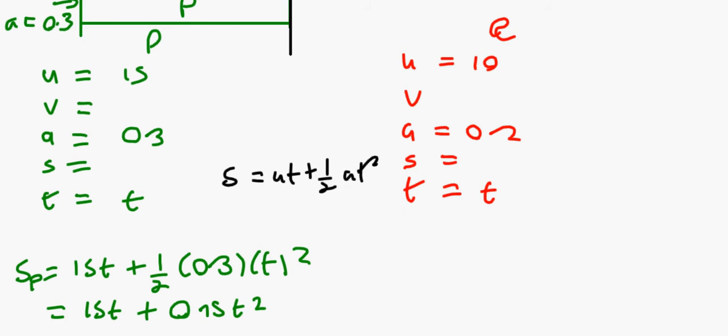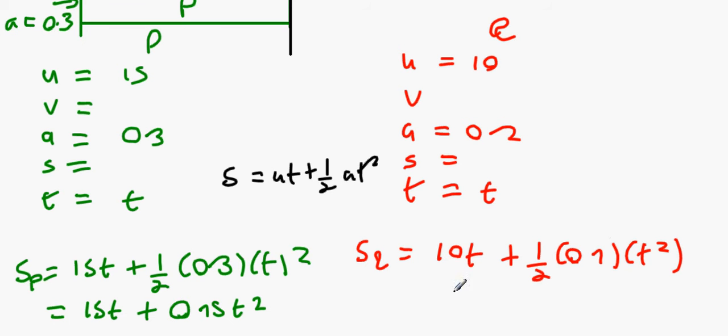Okay, s of Q. Same thing. We're going to get 10t plus a half 0.1 times t squared. And then s of Q ends up to be 10t plus 0.1t squared.